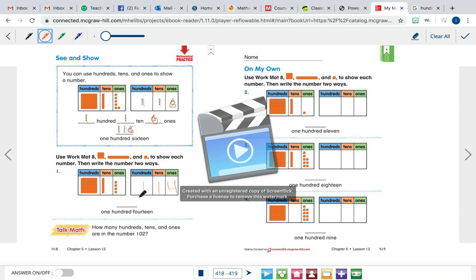Anyways, so we're going to bring this number together and write, what number is this? What's the mystery number, my friends? Shout it out. 114. Good job. So now for this part, it's on my own.